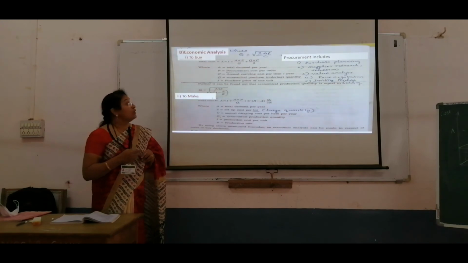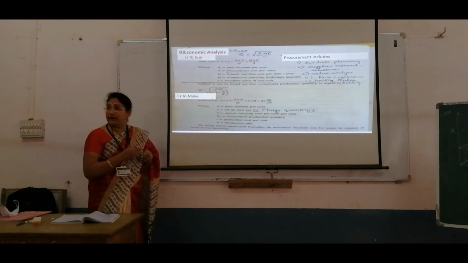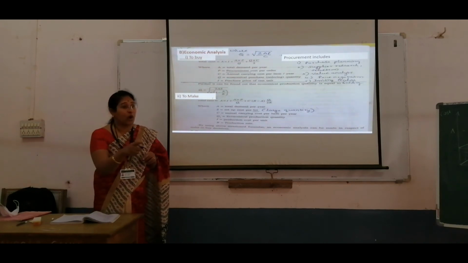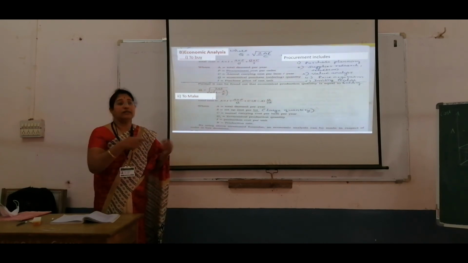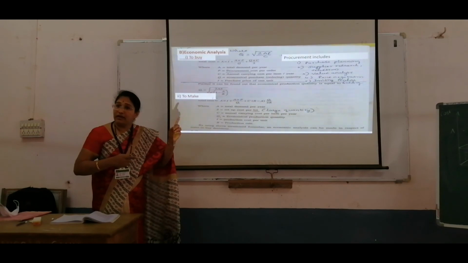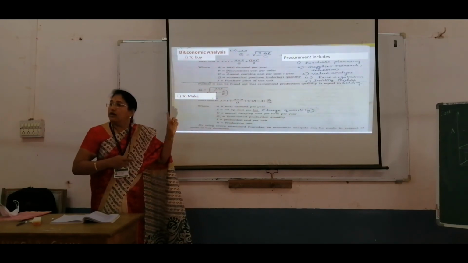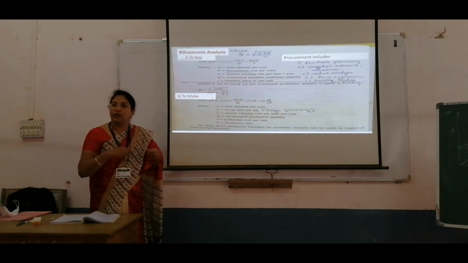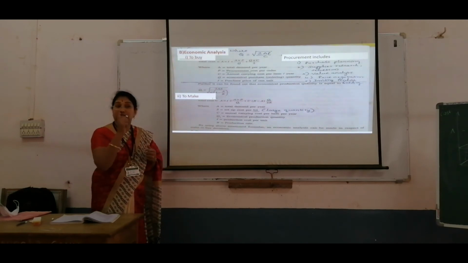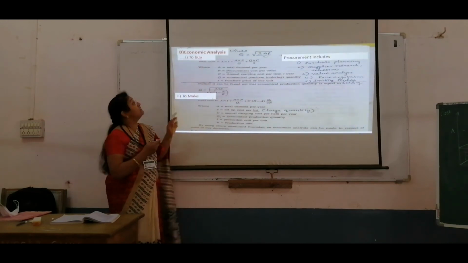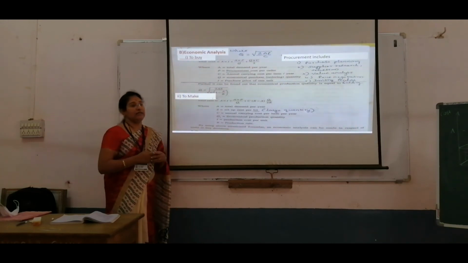Is that clear? So total costs are calculated here separately for making and buying, and whichever is minimum cost, accordingly the decision is made. If making total cost is less, then go for make. If buying total cost is less, then go for buy. So this is done with respect to formulas. That is why it is called an economic analysis.